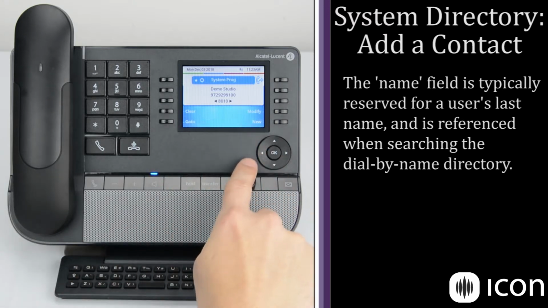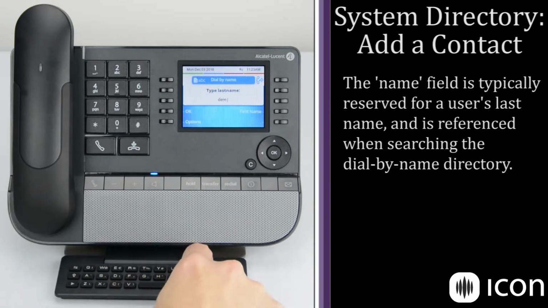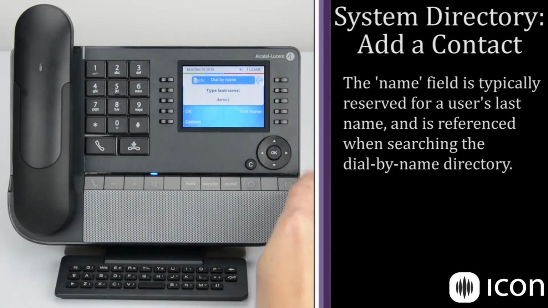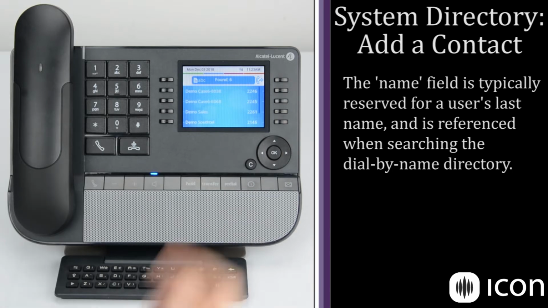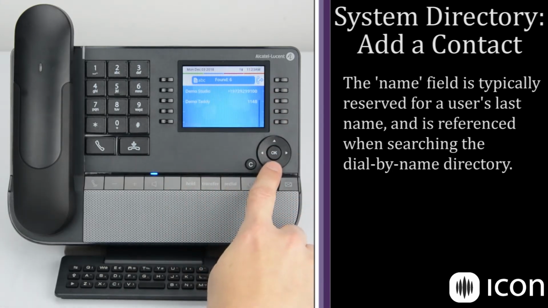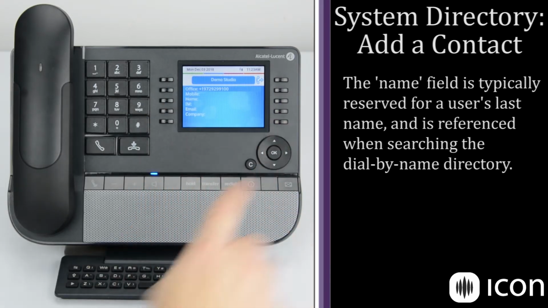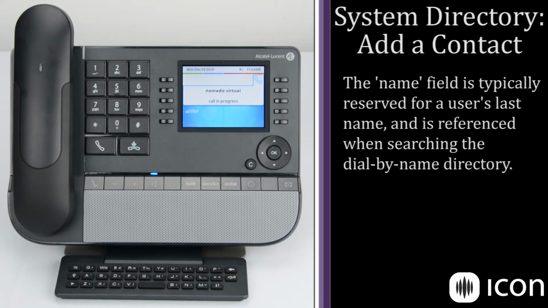So now if we cancel back out to the main menu, we can use the dial by name directory to search out that contact. So if we type demo, select OK. Here's all the demo names that are found in the system. If we scroll down, we can see the demo studio that we've just programmed. If we select that and press OK, we can connect a call.